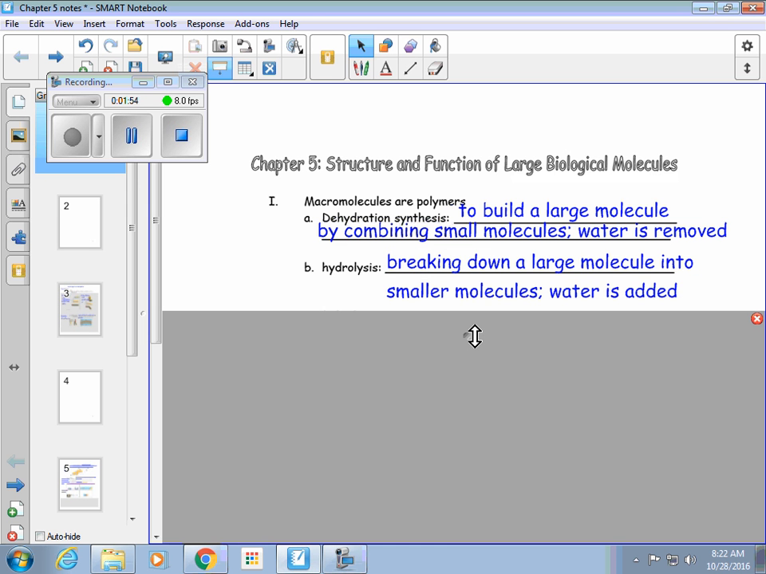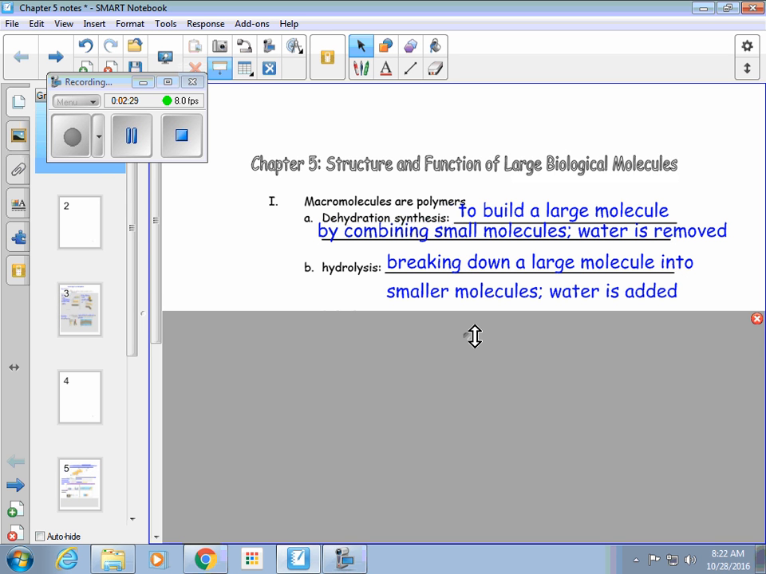Now, the opposite of this would be hydrolysis. We could also call hydrolysis digestion. If you break the word apart, hydro means water, lysis means to break apart. If we can remember that, that should be our trigger to remembering that hydrolysis is the breaking down of a large molecule into small molecules or monomers. And in this process, water is added in order to do that.